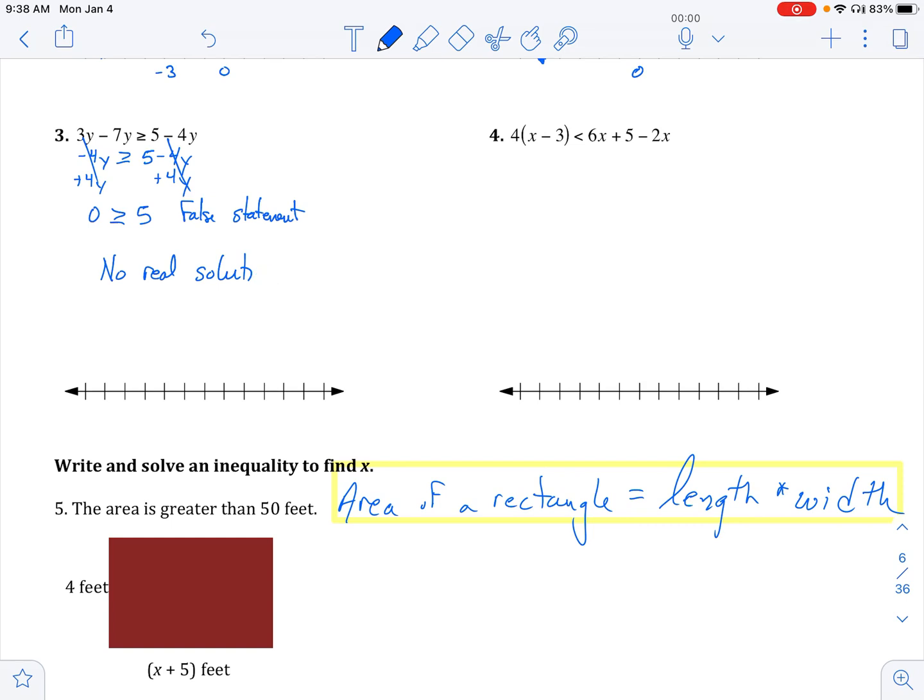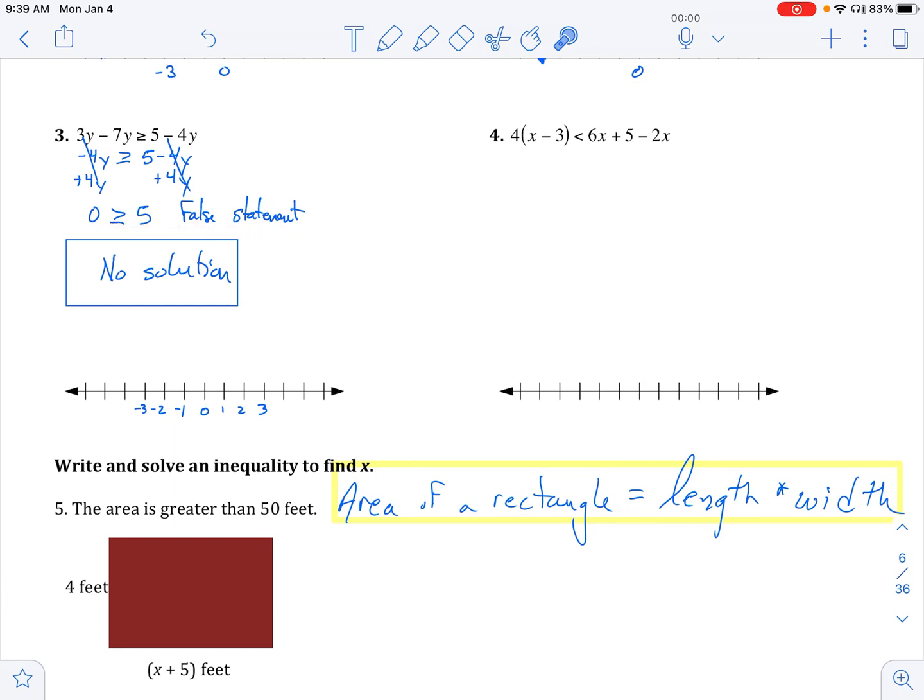Or some people will just say no solutions, period. If you would like to graph no solutions, here is your number line. And as you can guess, if there's not any solutions, there would be nothing that is shaded. What I want to talk about real quickly here is this part here.